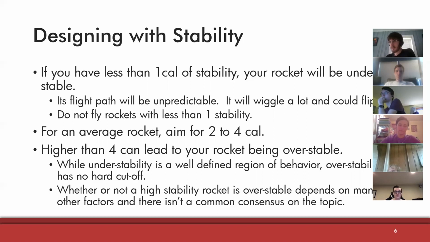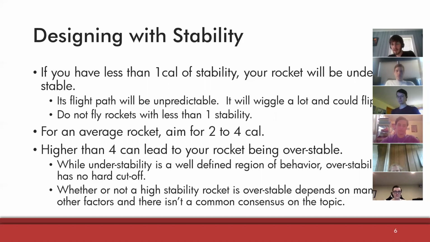And to give you an idea of what you should be shooting for, right here, if you have a stability of less than 1 cal, that's bad. Your rocket will probably not fly straight and it could be pretty dangerous. I don't recommend it. Typically, most rockets have a 2 to 4 cal stability. I believe our full scale this year had a 2.9 cal stability. And so that is a good range to shoot for on an average rocket.